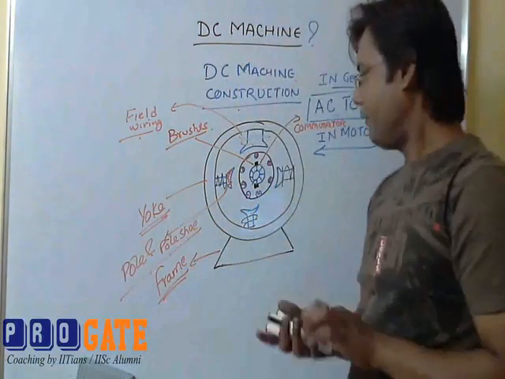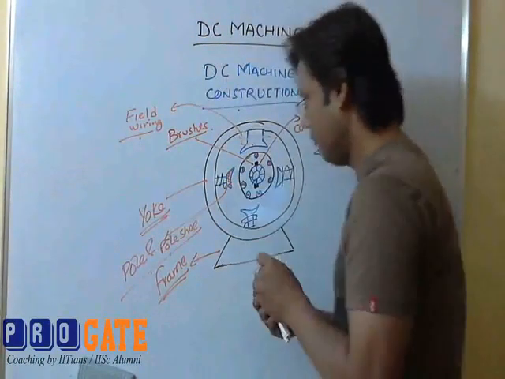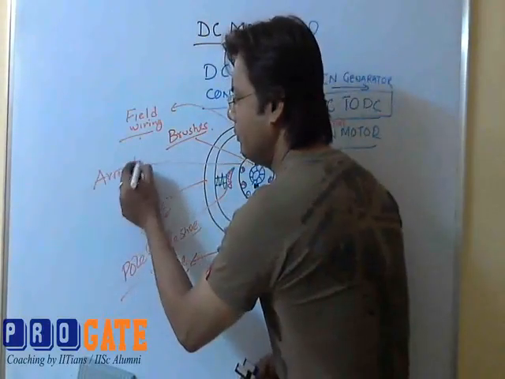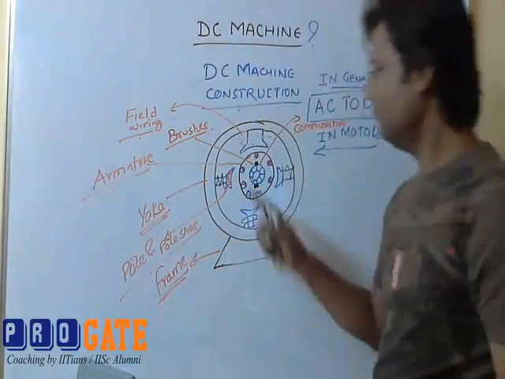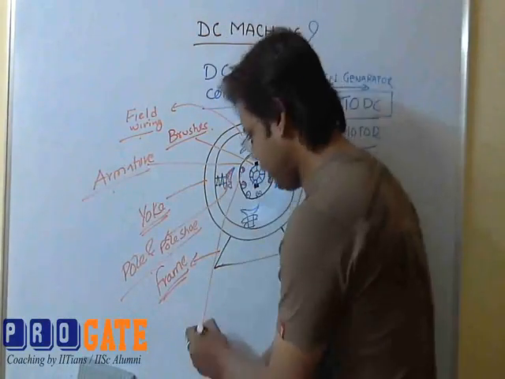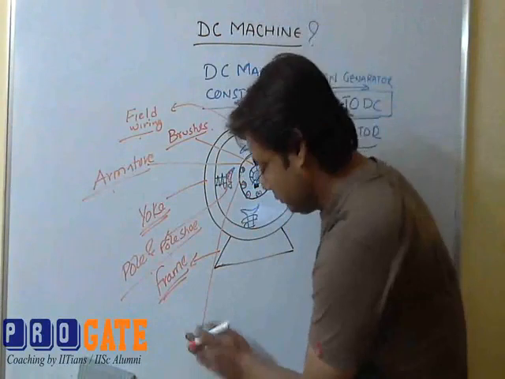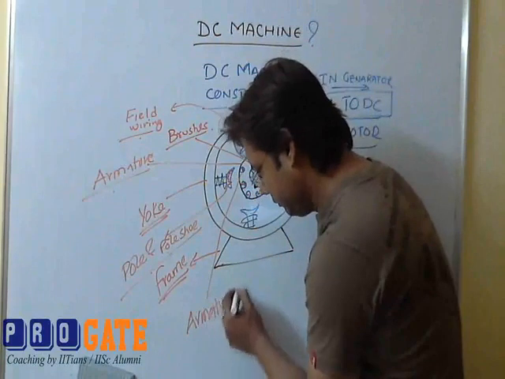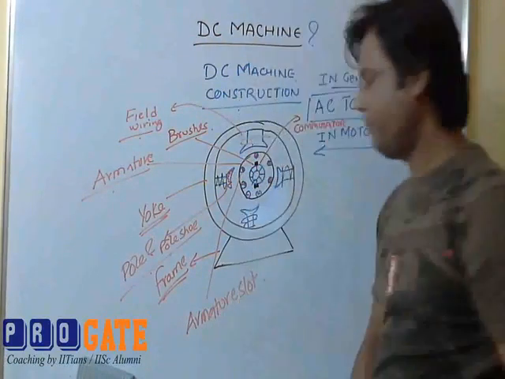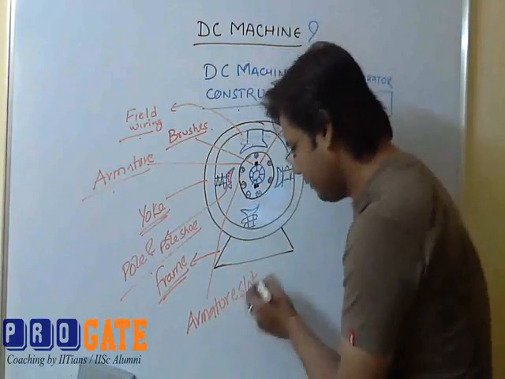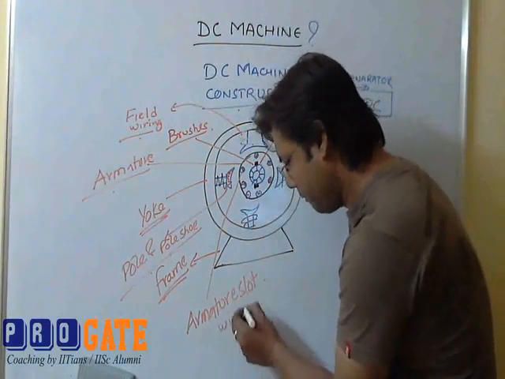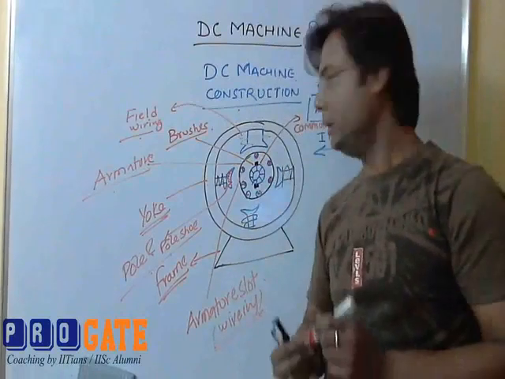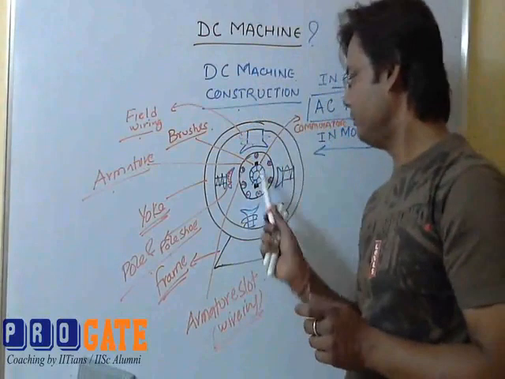After that, this thing is called the armature again. These are called the armature slots, in which the armature wiring is there. They are having a wiring. This is called the commutator, and this is called the brushes. We already discussed those.